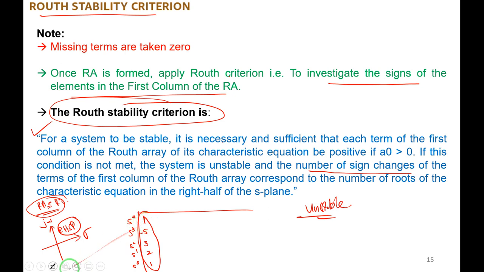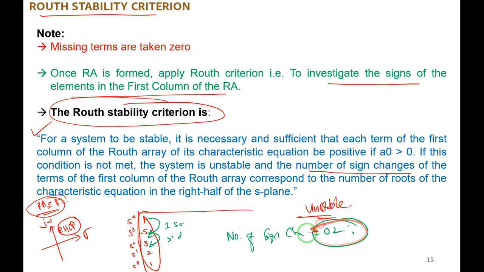You can observe here. Let me change the ink color. From plus 1 to minus 5, that is one sign change. Then from minus 5 to plus 2, a second sign change. Then from 3 to 2, no sign change, and from 2 to 1, no sign change. So 2 sign changes are there. How many times does the sign change? The number of sign changes here is 2.